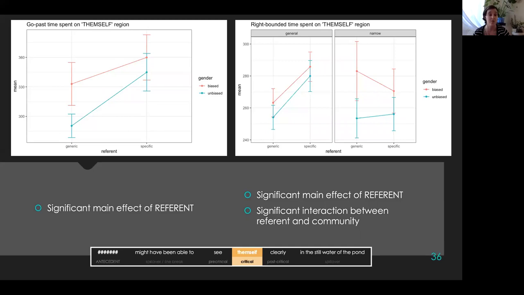What we see here is only a main effect of referent. So at the word themselves, people spend more time reading themselves if the antecedent was a name than if it were generic. And there is a trend for the unbiased antecedents to lead to faster reading times on themselves than the biased antecedents. Now, that's not super interesting by itself, but then if you add in the right bounded time, which is very similar to go past, but it's only looking at the region themselves. It doesn't include anything before themselves. So how long does it take you to cross that right edge of the word themselves when you're looking within that region? Not only do we see that main effect of referent again, but we have an interaction between the two communities.